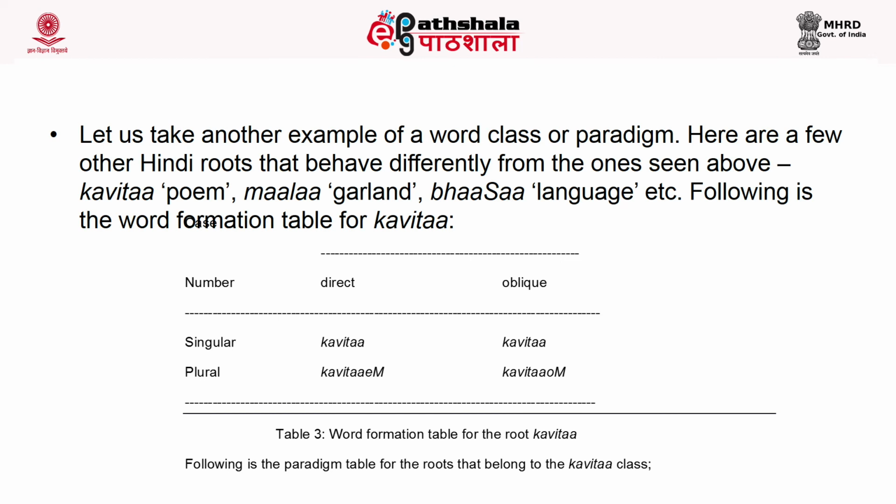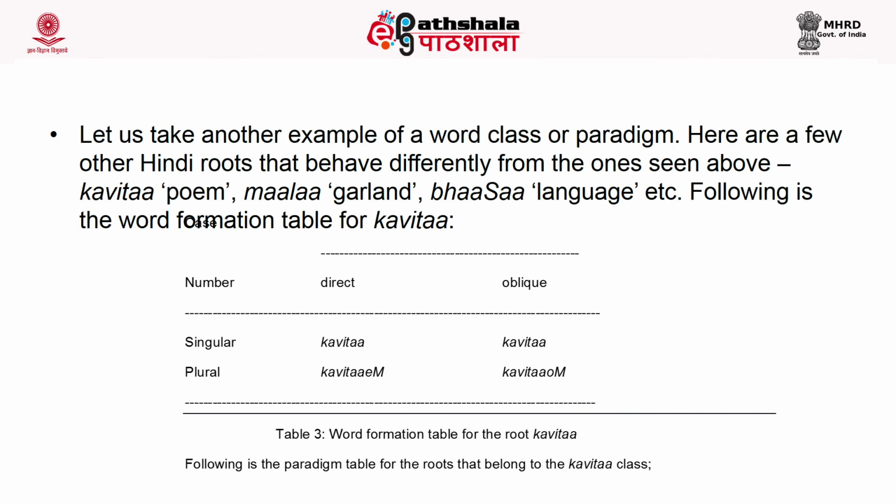So the paradigm table for kavita will be, in the singular, you drop nothing, you add nothing. In the plural, you drop the a of kavita and add en to make kavitaen. In the oblique case, you drop nothing, you add nothing in the singular. In the plural, you drop the a and add on to get kavitaon. So these were two a ending words, ladka, kavita.